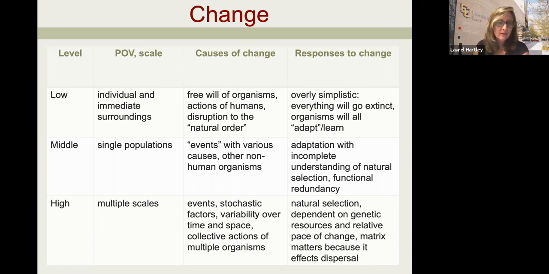They talked about genetic resources. They could talk about relative pace of change. So with two species that may have interactions, one might be able to change in one way and one might not. So they talked about that. They also started to talk about the matrix, or where a particular environment was situated within other environments. And they talked about how that matters because of its effects on dispersal.